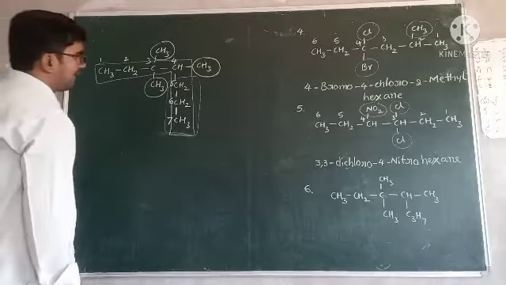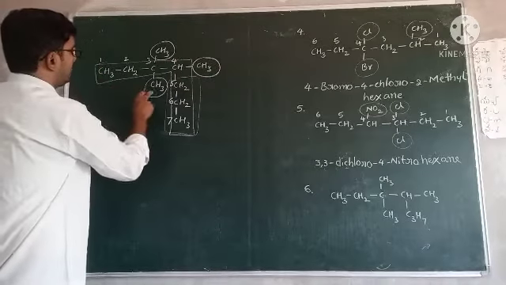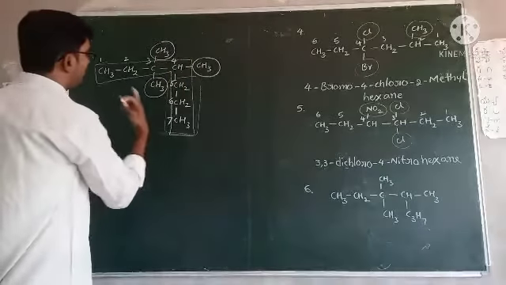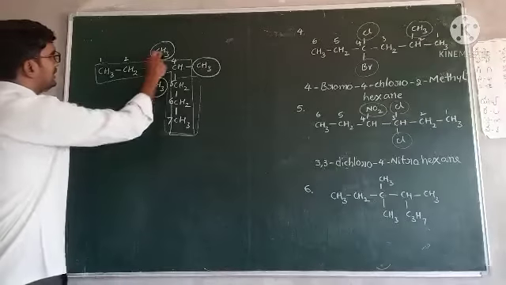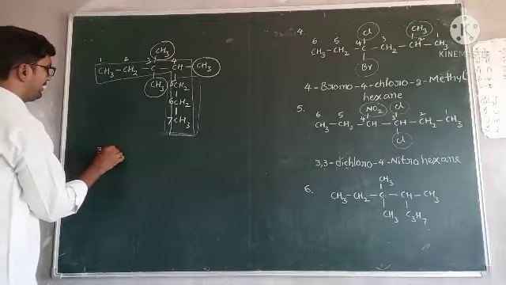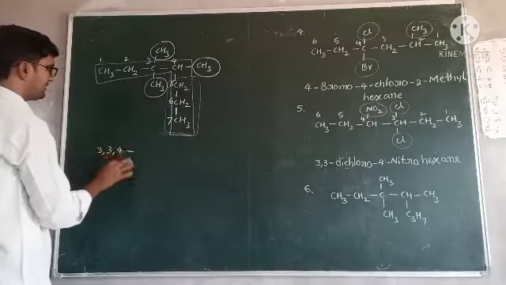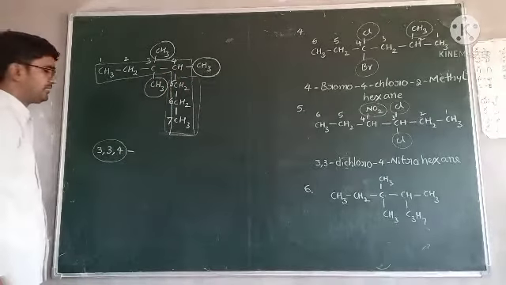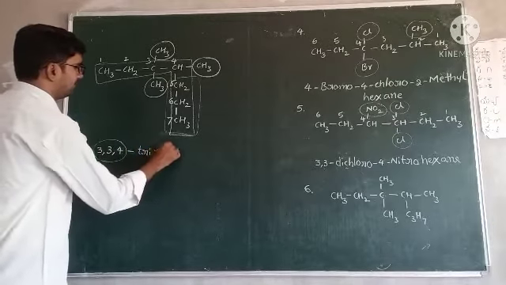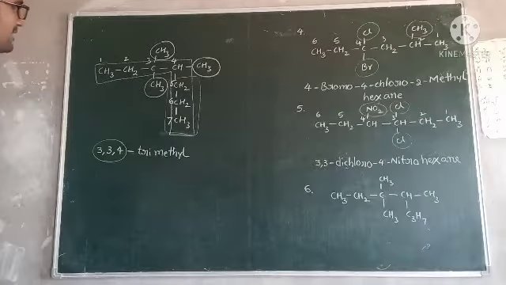Now write the name. Write the name means first substitutions. 1, 2, 3. These 3 are same methyl groups. Now identify the positions. These 2 are attached at third position. So 3, 3. And this one is attached at fourth position. 4. So these 3 are same. That's why I am writing direct numbers. And these 3 are same means trimethyl. Okay. Substitution part is completed.